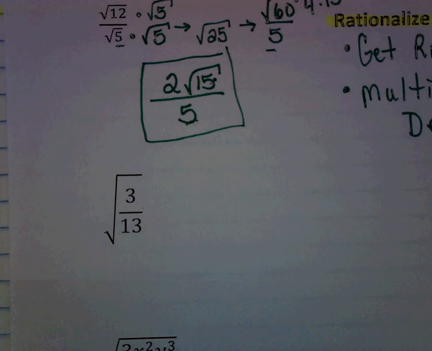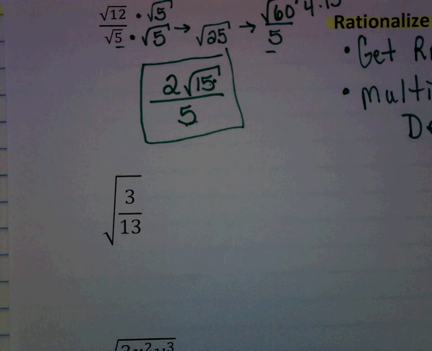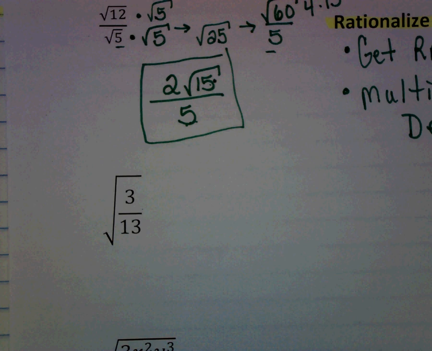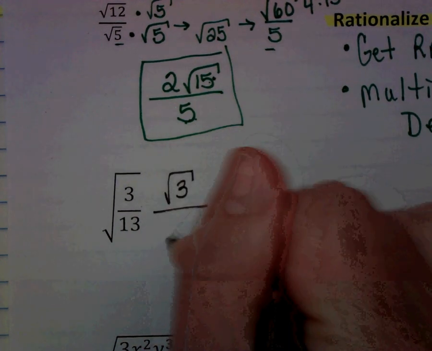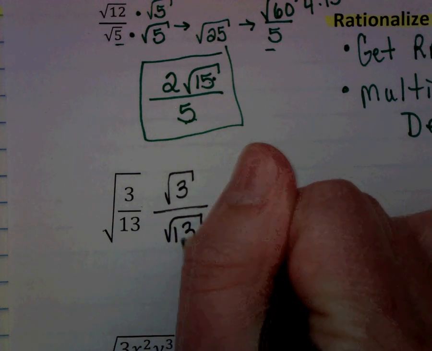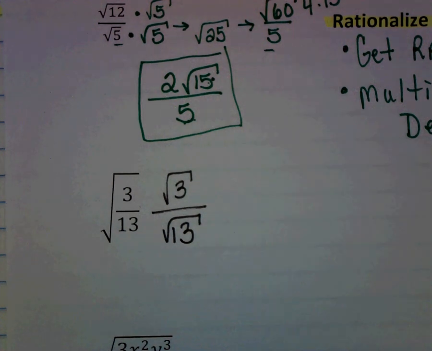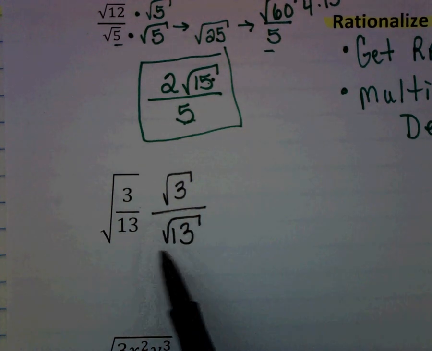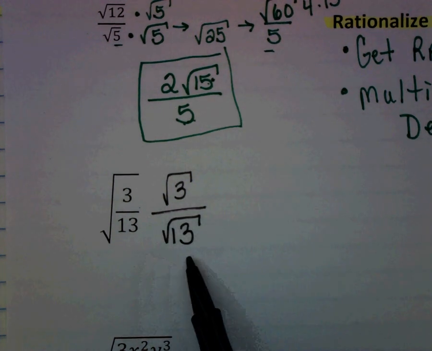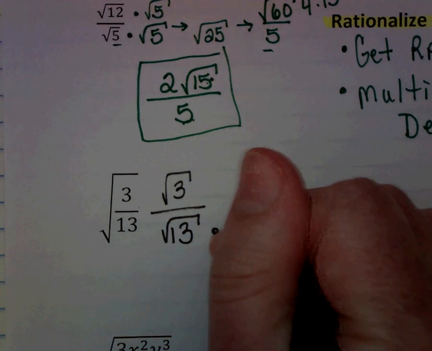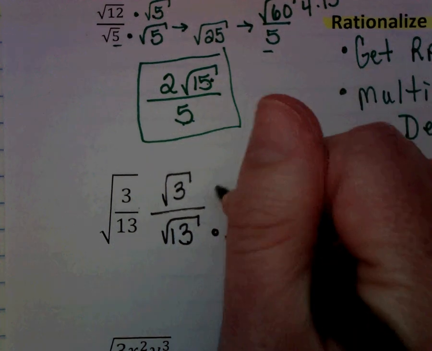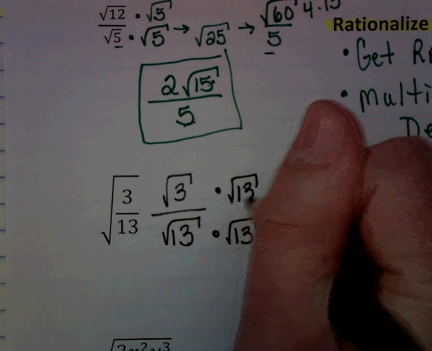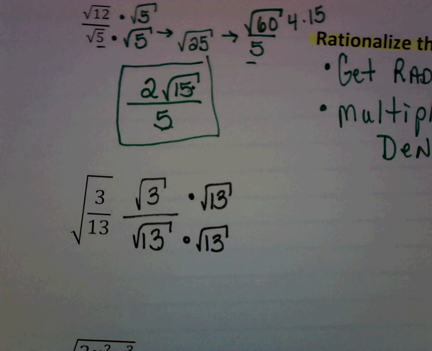Okay, the next example, square root of 3 over 13. Okay, 3 over 13 doesn't reduce, doesn't divide evenly. So what I'm going to suggest then is maybe we separate it. I think it'll make a lot more sense to look at if we separate it. Okay, so our next problem is we have a radical in the denominator. So to rationalize it, we multiply by the radical that's in the denominator. And both the numerator and the denominator get multiplied by the square root of 13.